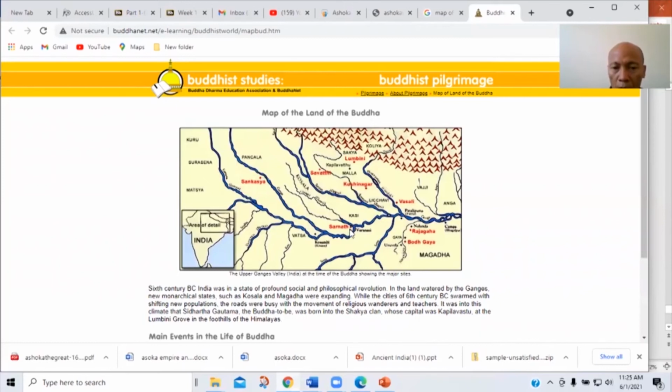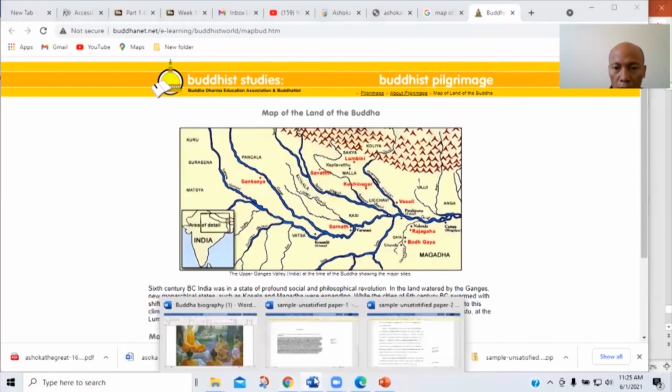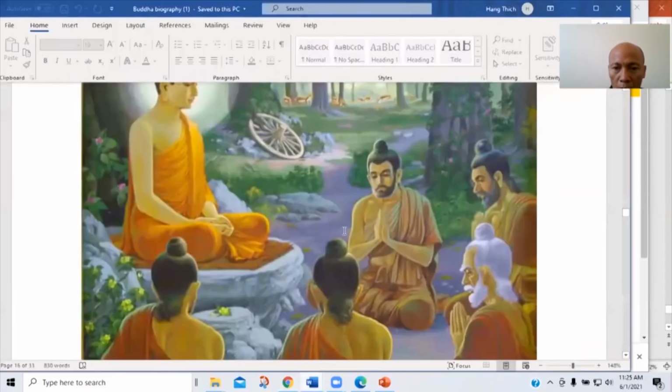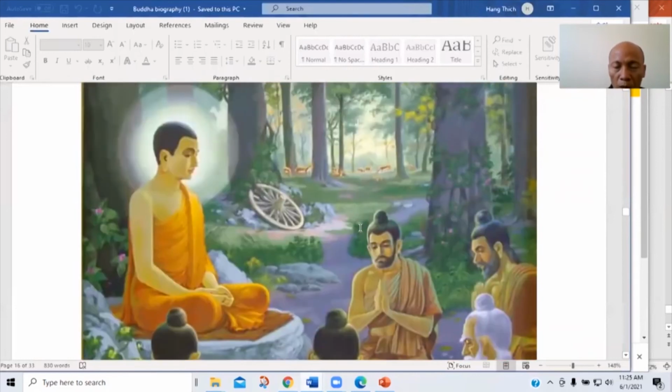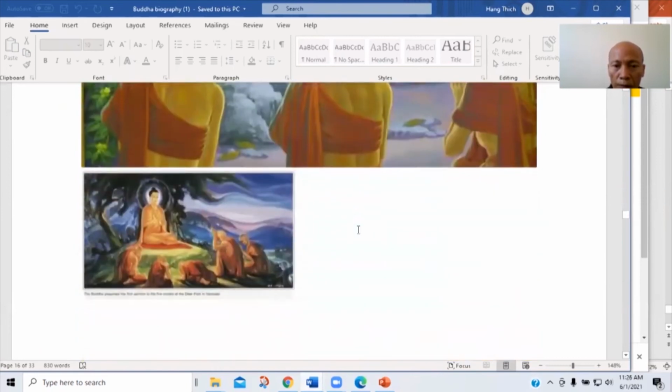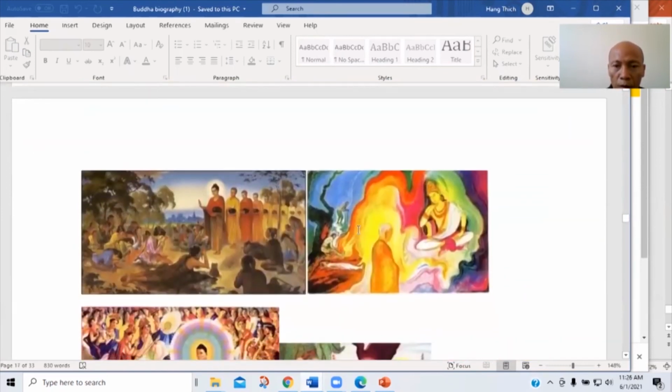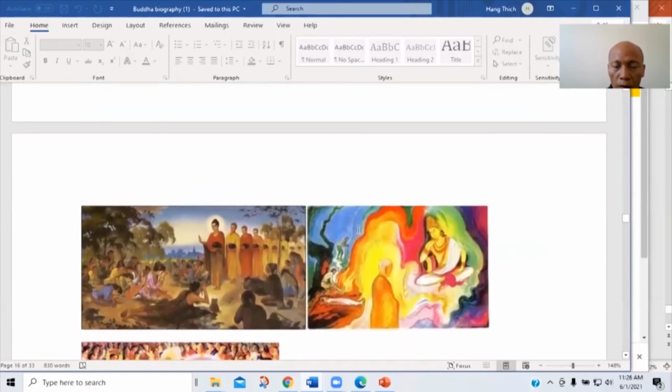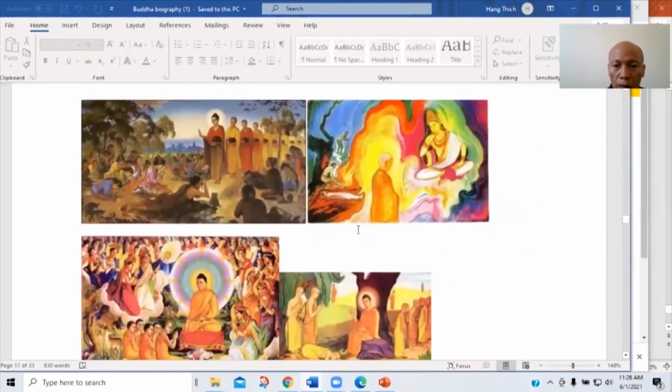And he taught them the Four Noble Truths and the Eightfold Path. This is Sarnath, or Deer Park, and that is the first Sangha, or monastic community, that he ever developed or created. And from that time on, many people followed him.